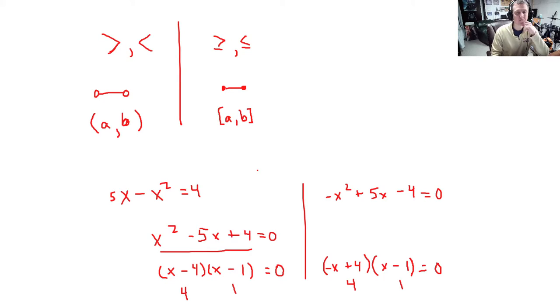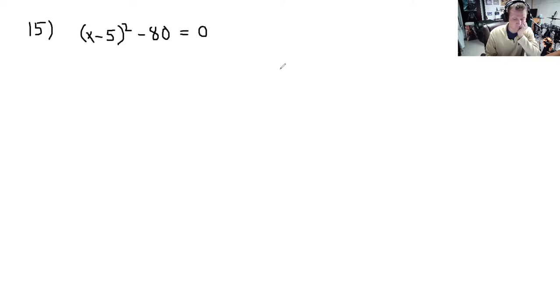Okay, other questions about this problem before we move on? Okay. Next problem. So that was number 4. The next one we will solve is this one, question 15. This one is x minus 5 squared minus 80 equals 0.